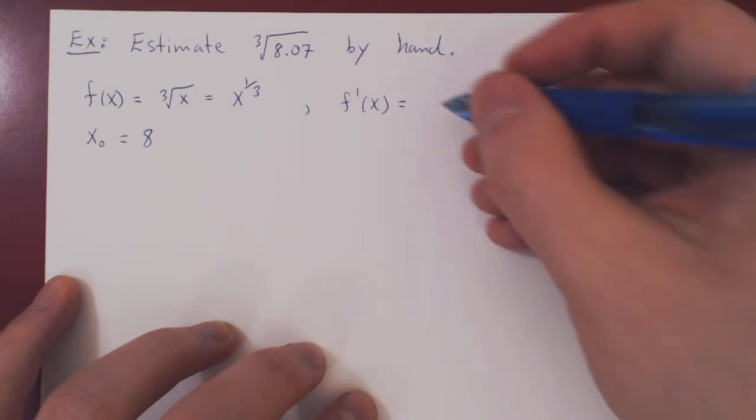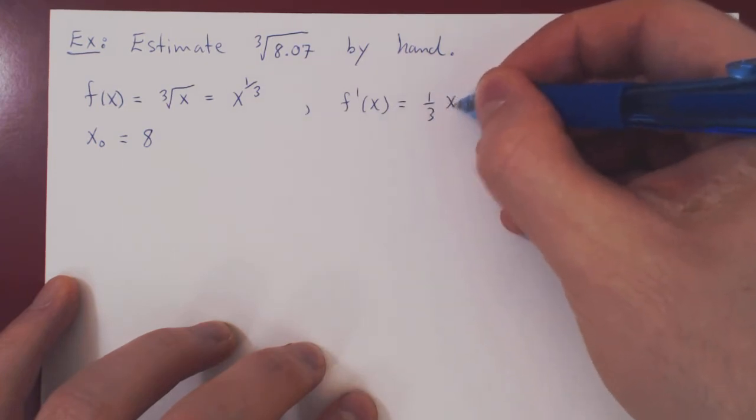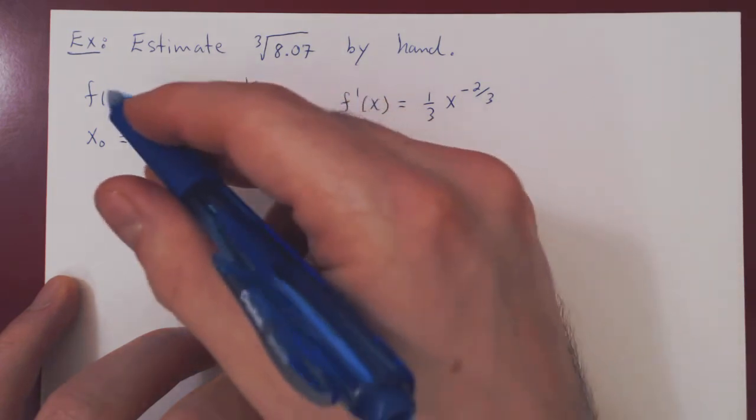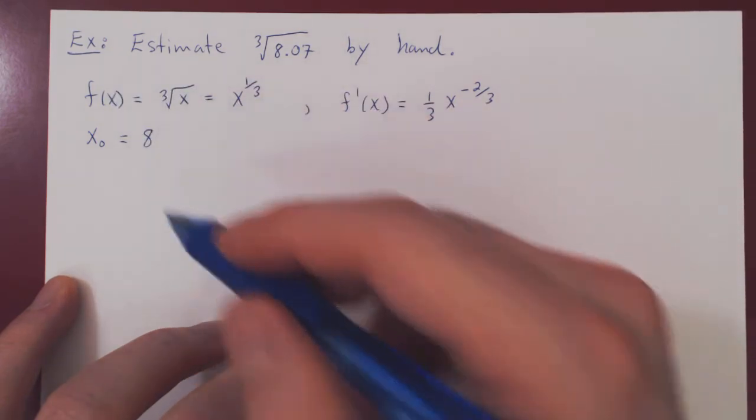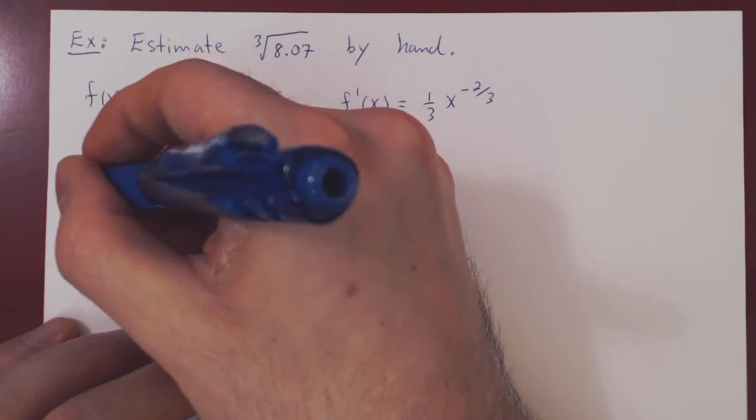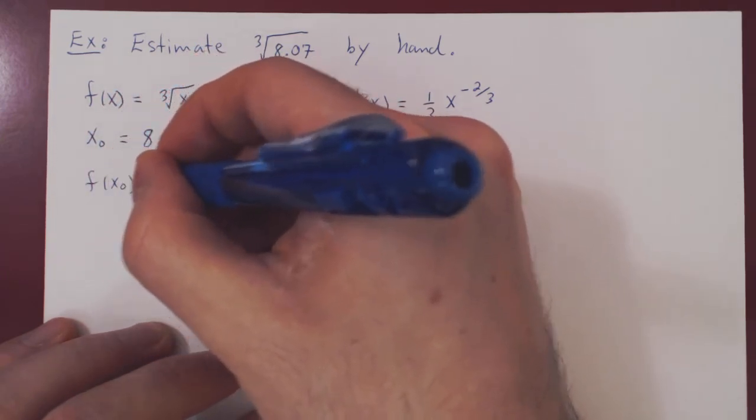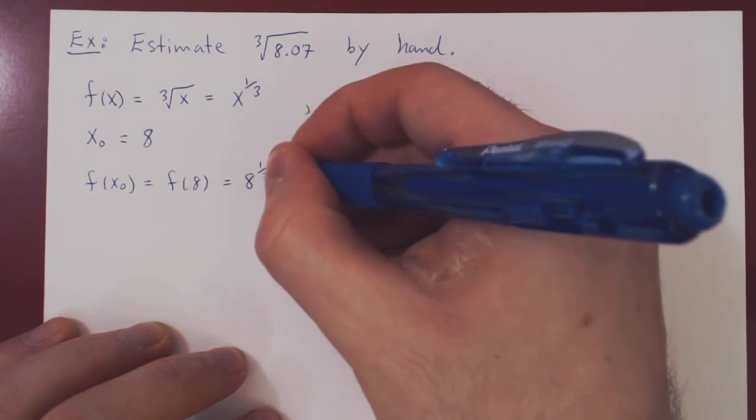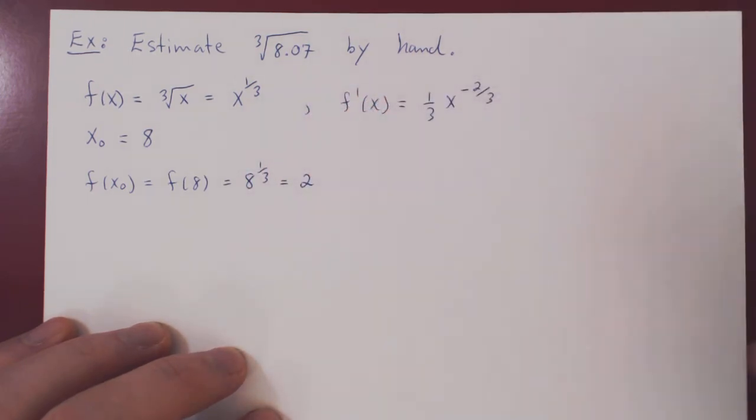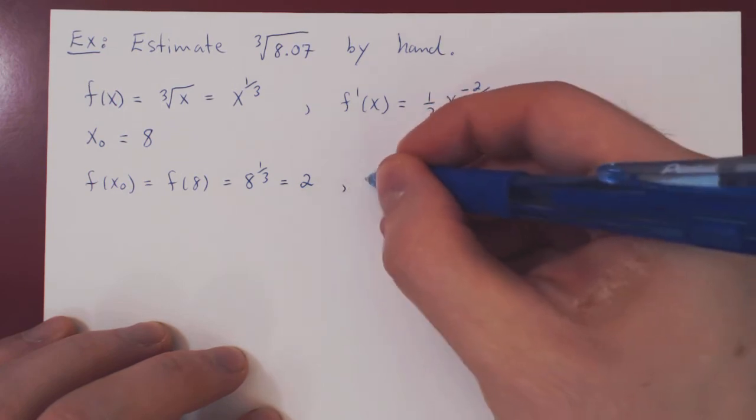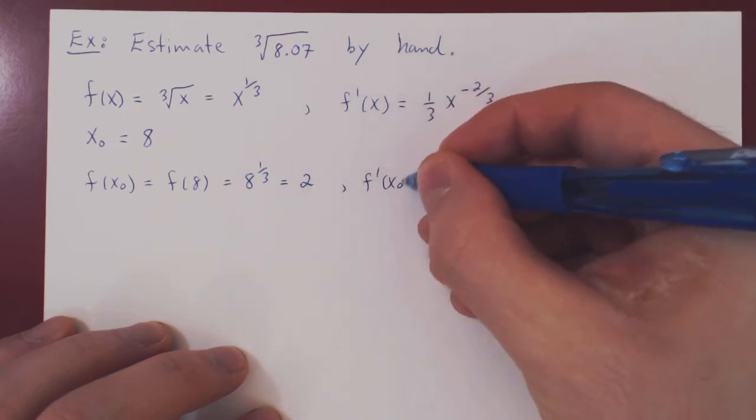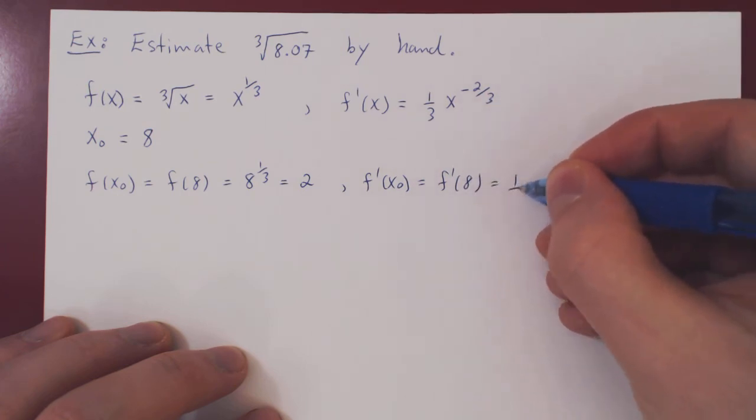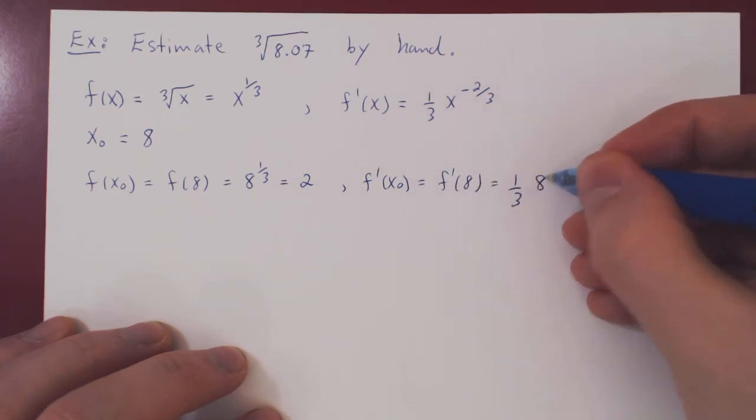From the power rule, we get 1/3 x to the negative 2/3. And now let's evaluate both the function and its derivative at x0. So f of x0 is f of 8, which is the cube root of 8, which is 2 because 2 cubed is 8. f prime at x0 is f prime at 8, which is 1/3 times 8 to the negative 2/3.